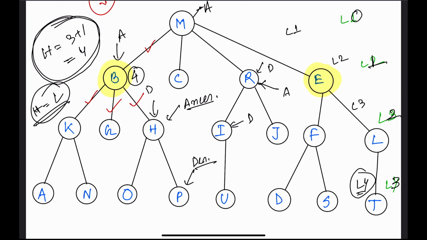Let me know in the comment section. Obviously it would be 1, 2, 3. For this node it would be 1, 2, 3. For this, 1, 2, 3. For this, 1 and 2. For this, 1, 2, 3. So in this way we can see the degrees.